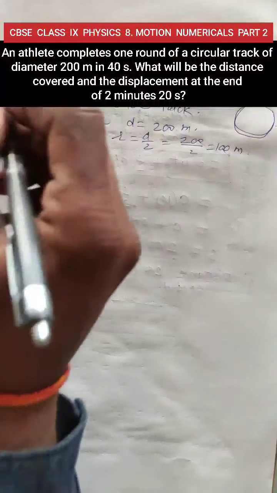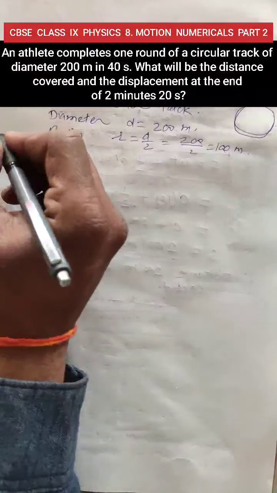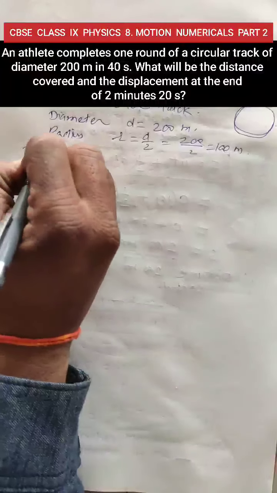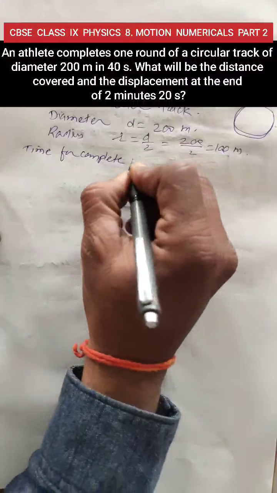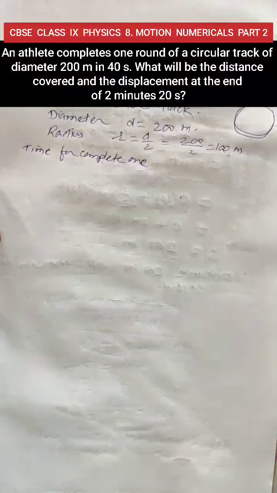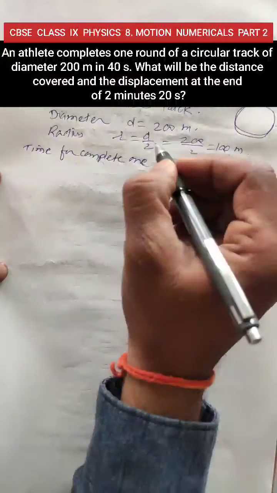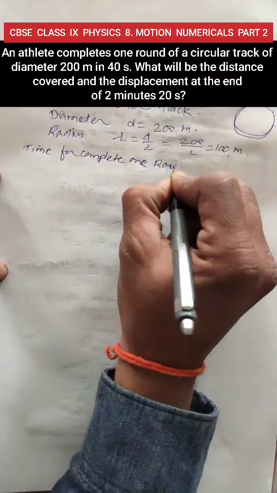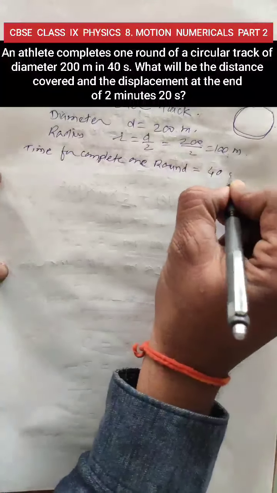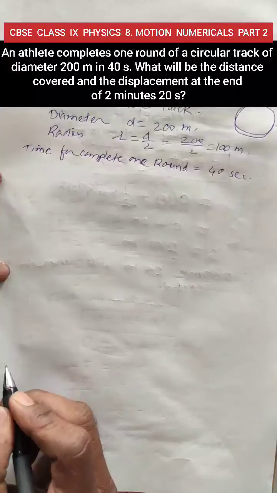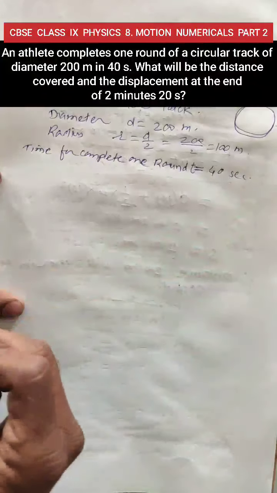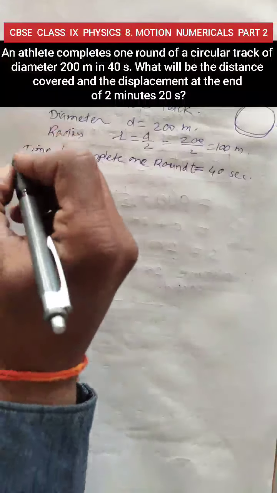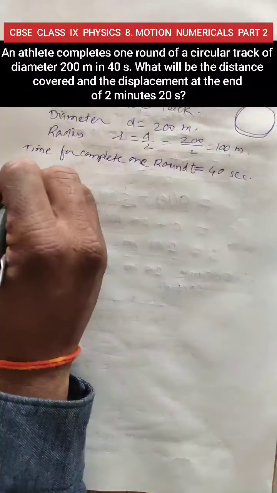So it's the radius. And also here the time: time taken to complete one round is equal to 40 seconds. So here t is equal to 40 seconds. Now, distance covered in one round.